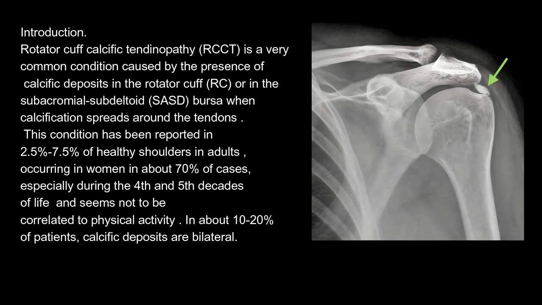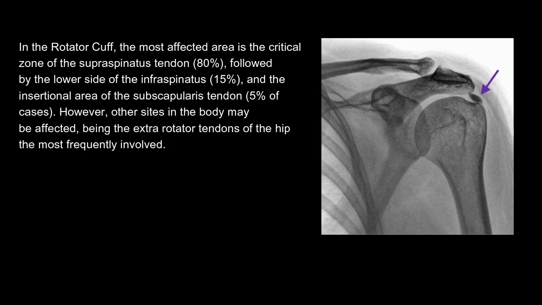In about 10 to 20% of patients, calcific deposits are bilateral. In the rotator cuff, the most affected area is the critical zone of the supraspinatus tendon, 80%, followed by the lower side of the infraspinatus, 15%, and the insertional area of the subscapularis tendon, 5% of cases. However, other sites in the body may be affected, the extra-rotator tendons of the hip being the most frequently involved.